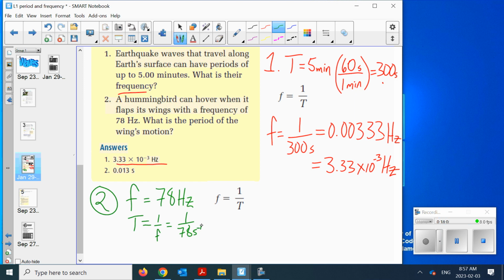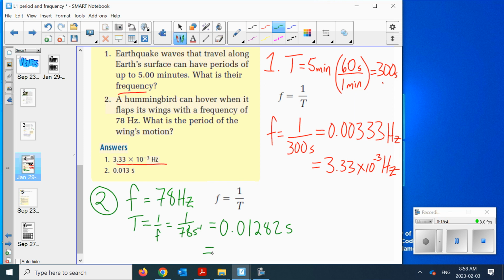And I wouldn't be able to get this without a calculator. So for every division problem, I get 0.1282. I know it's seconds because hertz goes back and forth between seconds per period. I'm going to erase this. But maybe I won't erase it. I'll just leave it up.